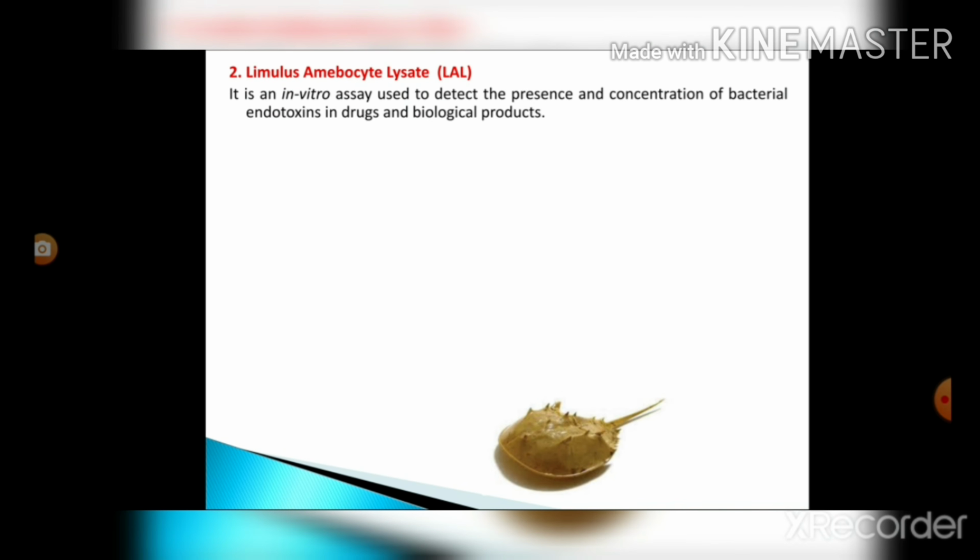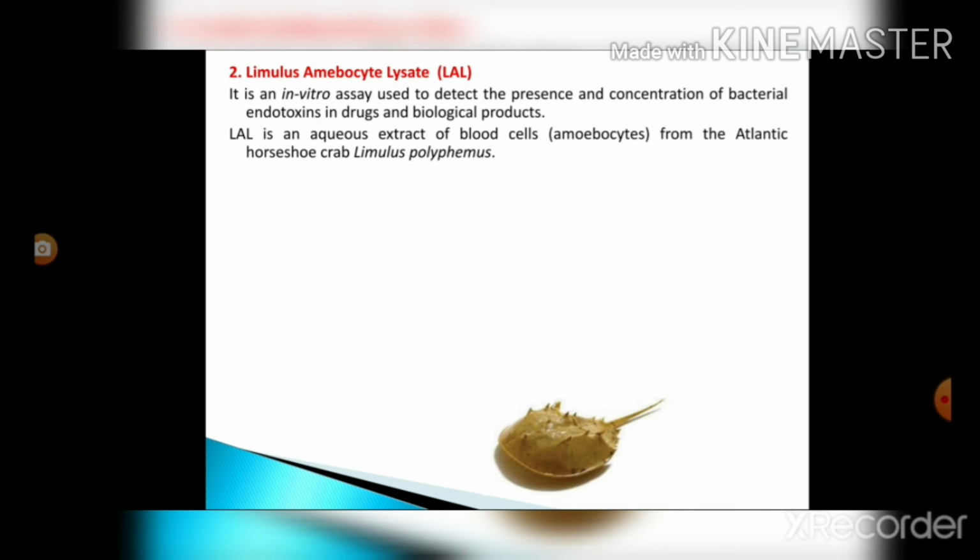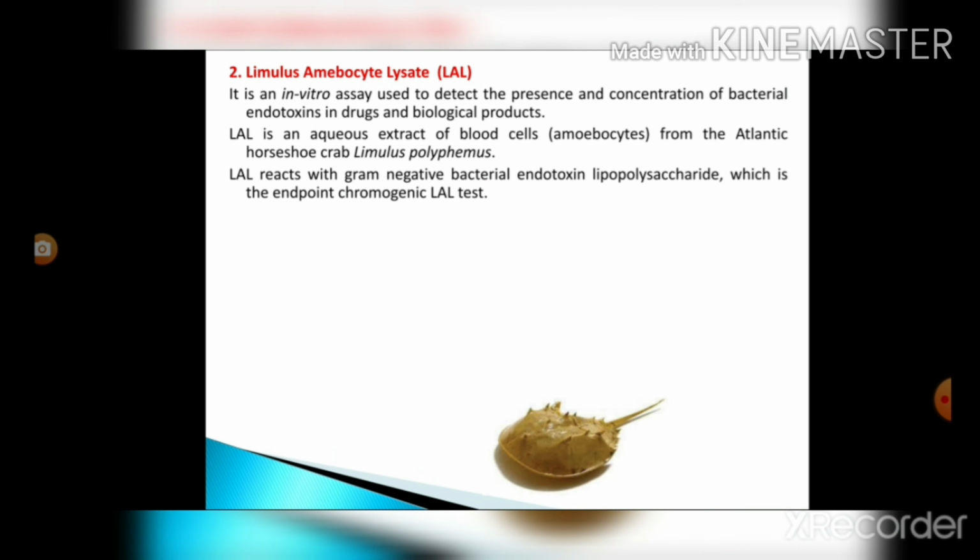Now the next test is the LAL. LAL stands for Limulus amebocyte lysate. It is an in vitro assay used to detect the presence and concentration of bacterial endotoxins in drugs and biological products. LAL is an aqueous extract of blood cells, that is amebocytes, from the Atlantic horseshoe crab Limulus polyphemus. LAL reacts with the gram-negative bacterial endotoxin, that is lipopolysaccharide, which is the endpoint chromogenic LAL test.